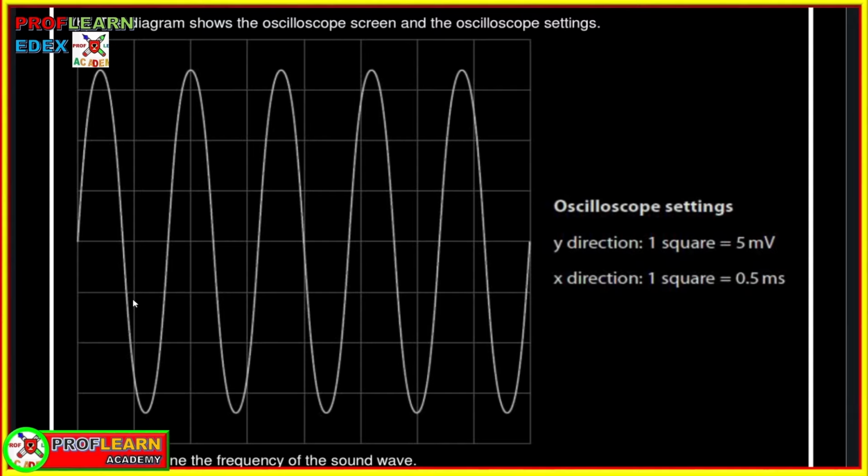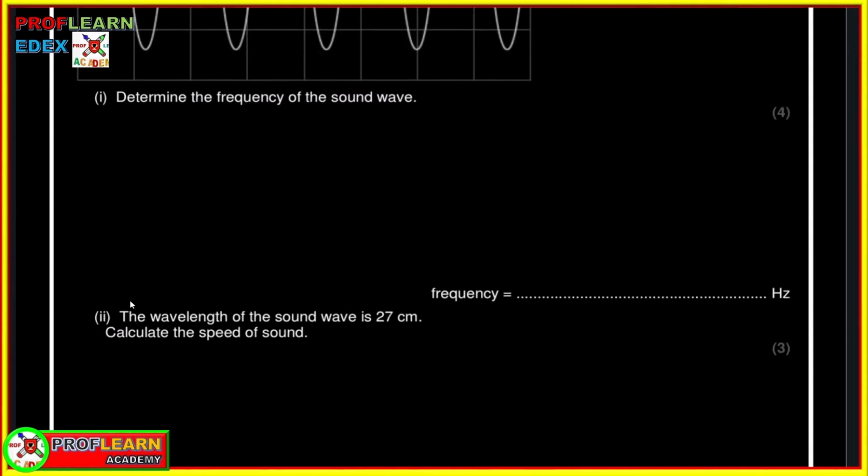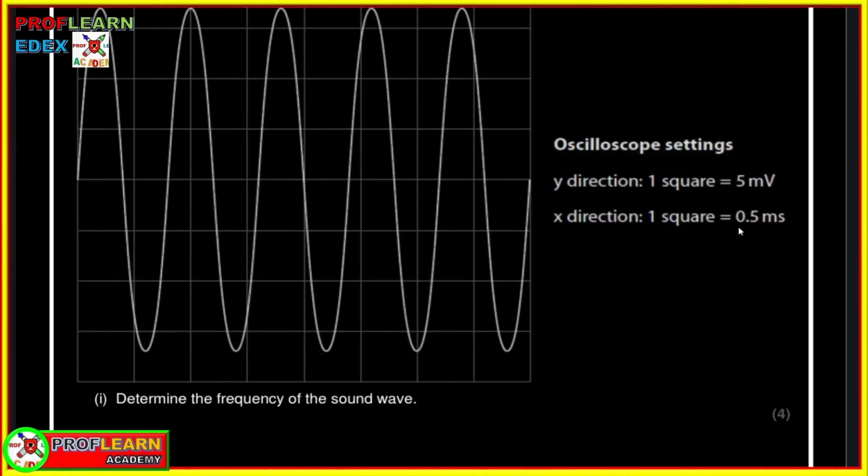The diagram shows the oscilloscope screen. We have the y direction. One square is 5 millivolts. That's actually the amplitude. And we have the x direction, which is our time base. So meaning that we can determine the frequency of the sound wave by going to the time base. We can see 1 square represents 0.5 milliseconds, and in order to convert this 0.5 millisecond to seconds, we need to divide that by 1,000.